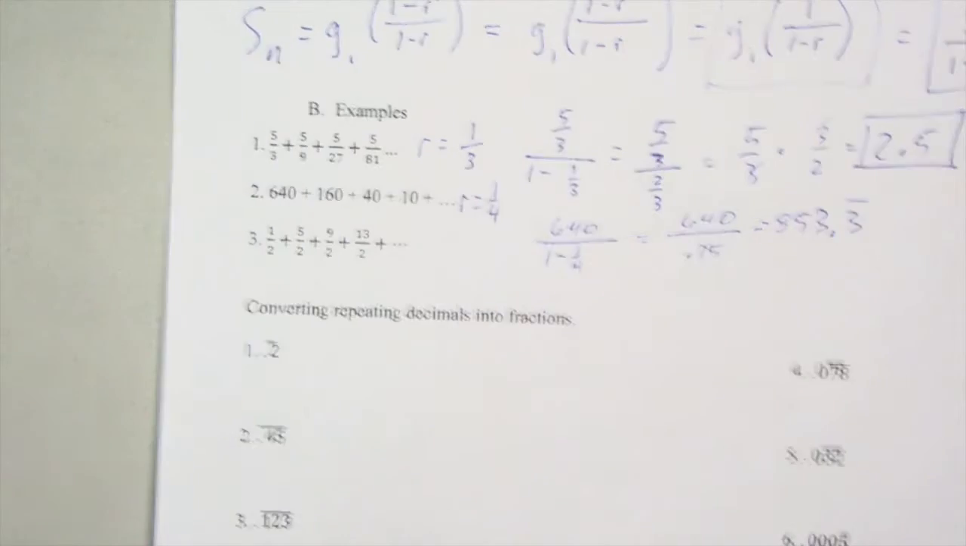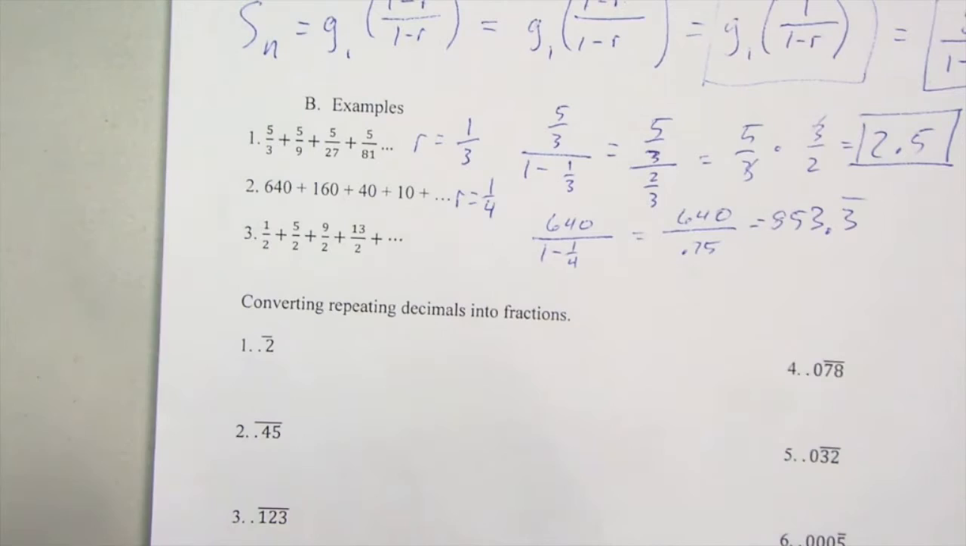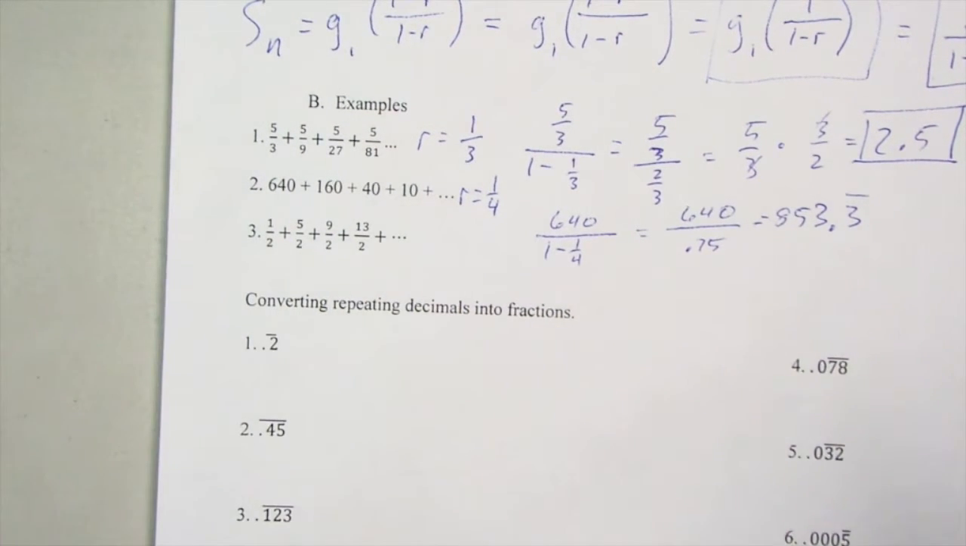If you want to find a partial sum, all you would do is just take these four numbers, add them up. If I asked you to find a fourth partial sum. If I said find a third partial sum, it would just be the first three numbers like that.